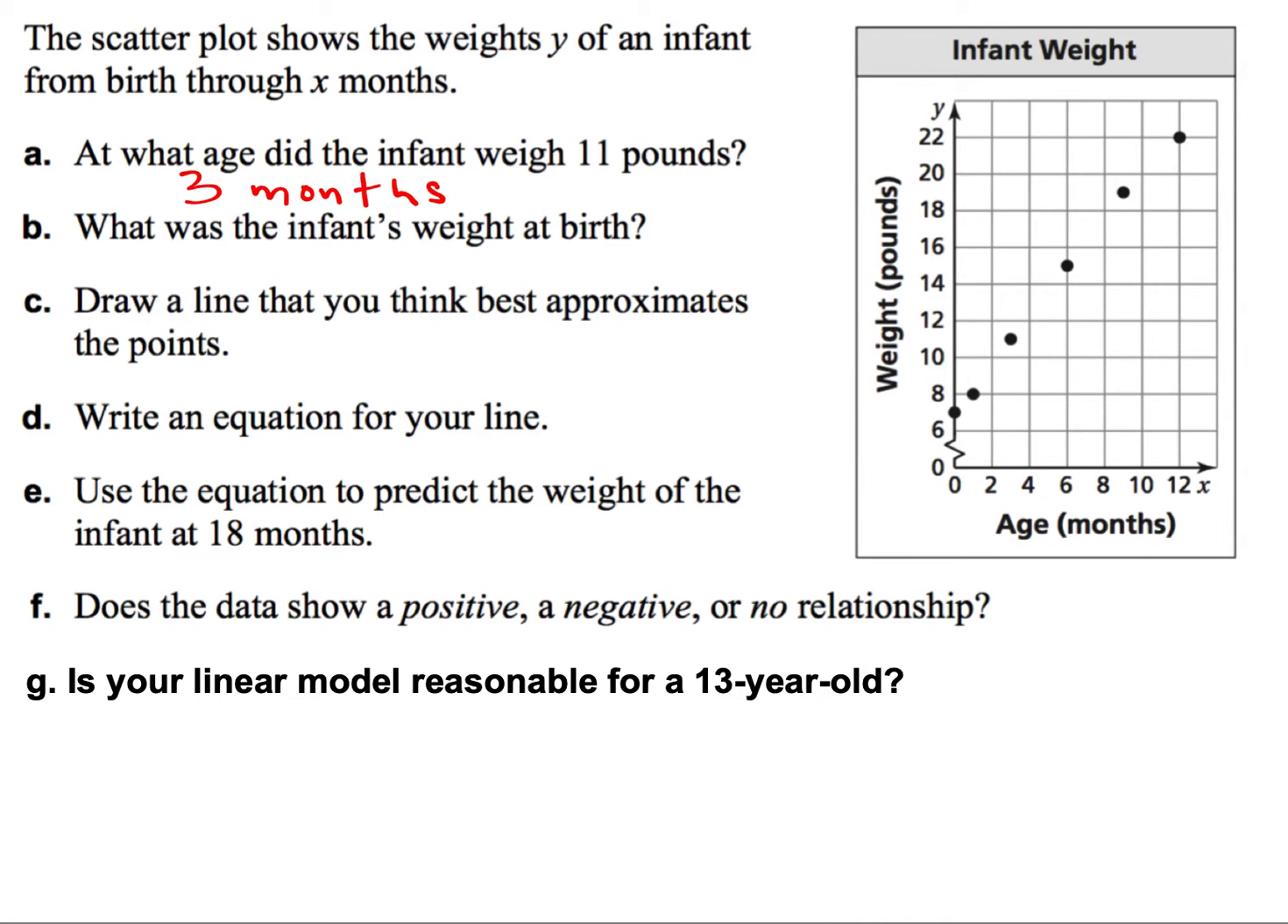Very nice. What was the infant's weight at birth? Okay, birth would be at 0 months. So we go and look at 0 months, and it looks like the infant was 7 pounds. 7 pounds at birth. That's a common birth weight. There were probably some ounces in there, 7 pounds, 2 ounces, something like that.